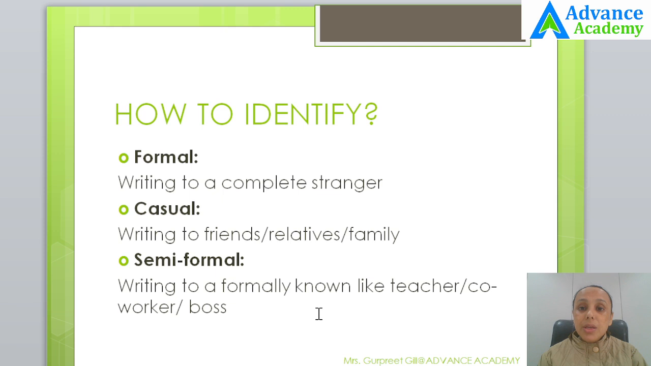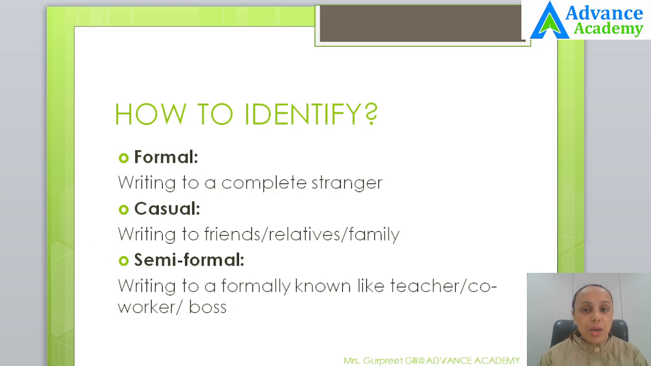So by reading the question, you will get to know whether I'm writing to my family, so I'll keep my tone casual. If I'm writing to someone who is not my family, friends, or relatives, but I know them, I meet them on a regular basis, they know me and I know them, then it is going to be a semi-formal letter and I'll have to keep my tone semi-formal. Otherwise, if I'm going to write to someone with whom I share a highly professional relationship, or I might not share any kind of relationship with them, then it is a formal letter.